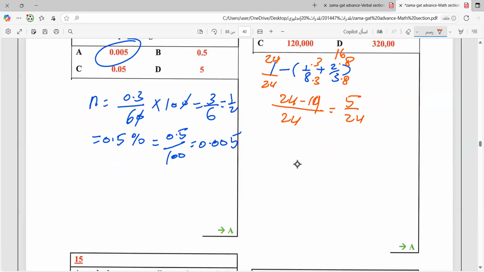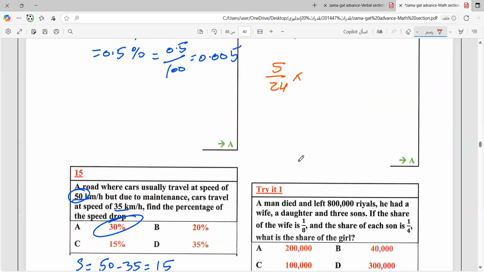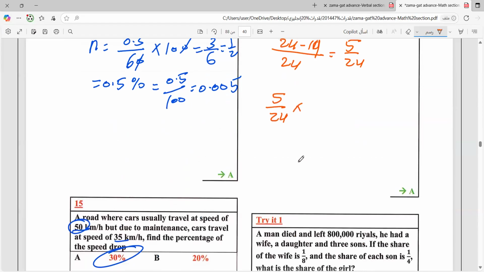So we just multiply this by the original amount: 5 over 24 times 480,000. We simplify: 480,000 over 24 is 20,000. Then you multiply 5 times 20,000, so the sister's share is 100,000.